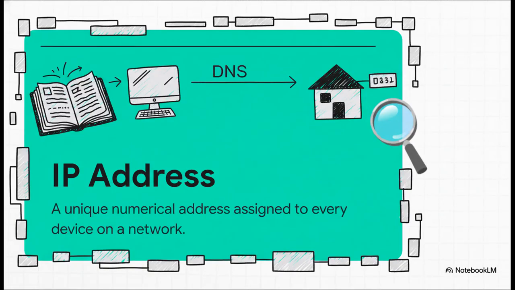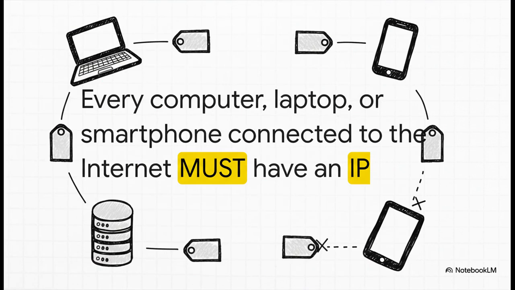But here's the thing. Computers don't really do names. They love numbers, and that's where the IP address comes in. Think of this as the real, official, numerical address for that server. So how do we get from the name to the number? A system called DNS, the Domain Name System, acts like the internet's giant phone book, instantly translating the URL we type into the IP address the computer needs. And this right here is the fundamental rule of the internet. If a device, any device, wants to send or receive information, it absolutely must have a unique IP address. No address, no connection. End of story.